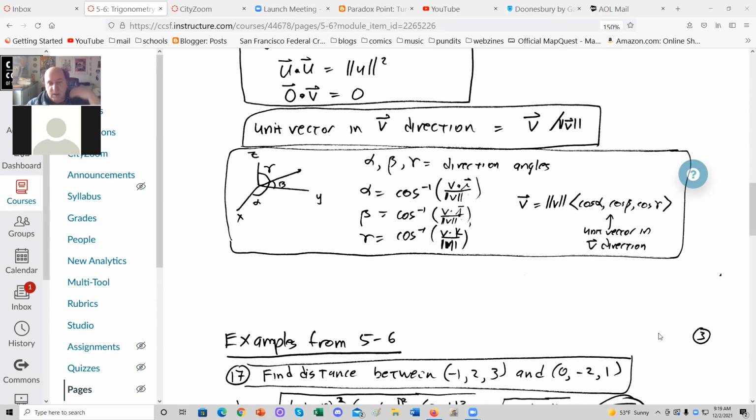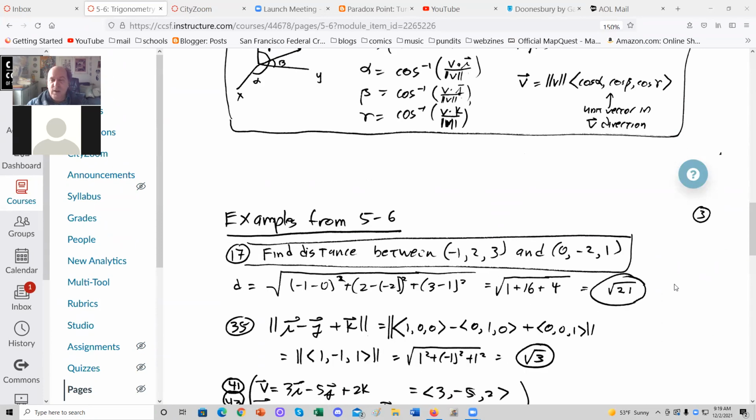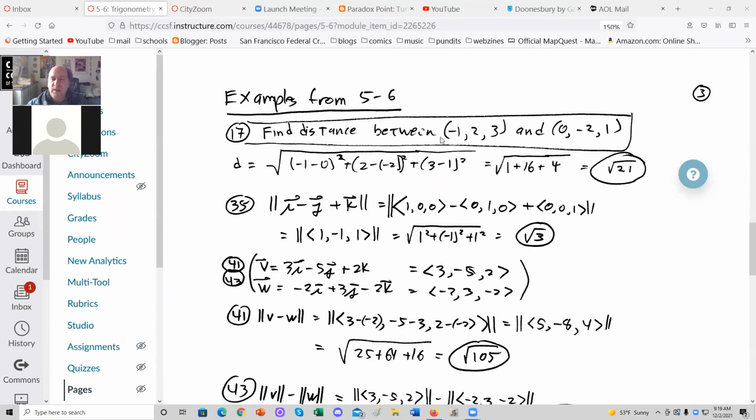So again, this is similar to the stuff in the previous section, generalized to 3 dimensions. And of course, you could also further generalize to 4, 5, 6, 7, infinity dimensions. But that's fairly abstract. Okay, so example. What is the distance between (-1, 2, 3) and (0, -2, 1)? Well, that's basically the length of the vector between them.